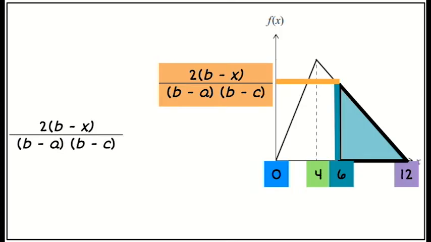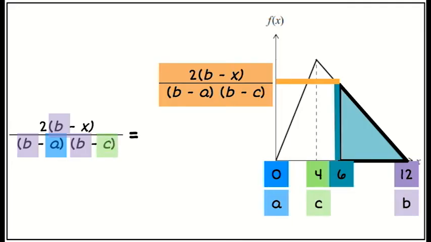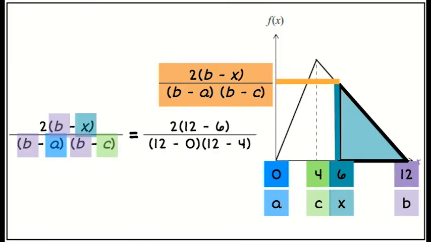So I take the formula. Now I need to substitute the numbers in. So my A value is 0. So I'm going to substitute that into the formula. My B value is 12. So I'm going to substitute that into the formula. My C value is 4. And the value of 6, that's the X value. That's the one I'm trying to find. So we are going to substitute those numbers into our equation, and this is what we get.